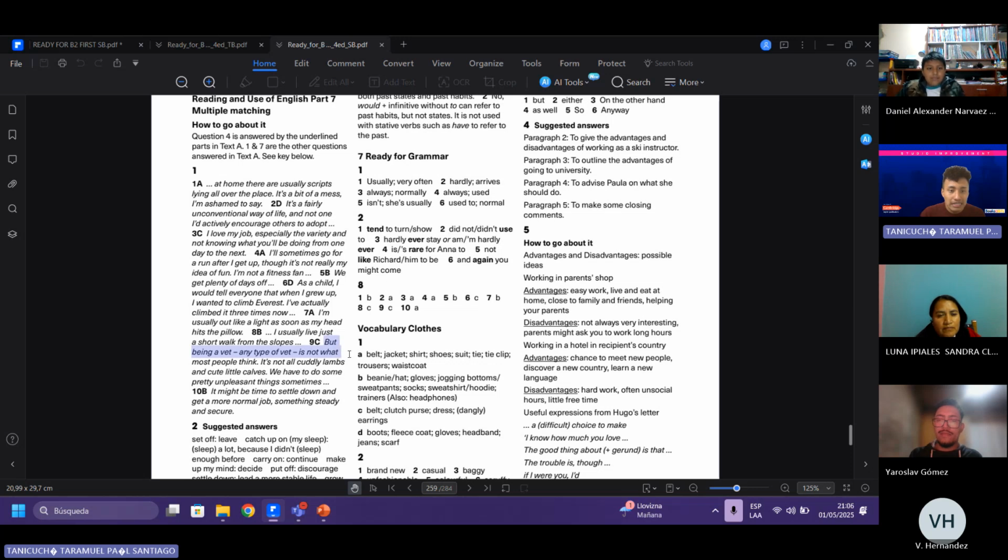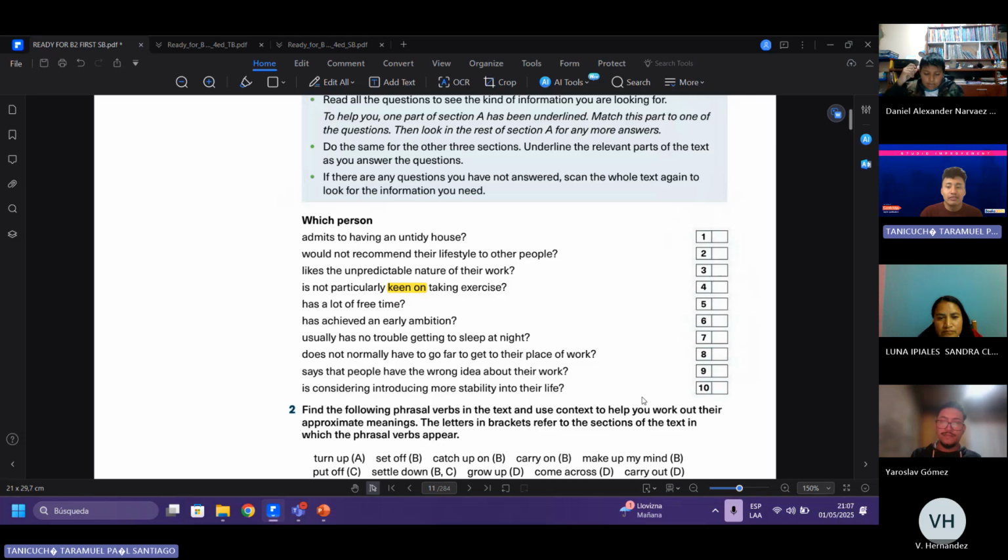But being a vet, any type of vet, it is not what most people think. It is not all cuddly lambs and cute little calves. We have to do some pretty unpleasant things sometimes. In this part is mentioned. And the last one is letter B. Number 10 is letter B. All right?